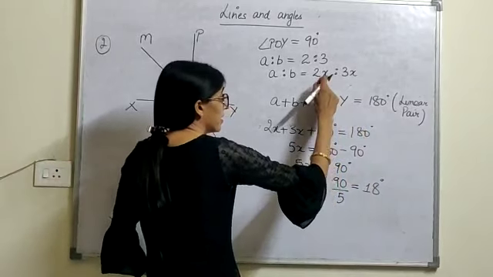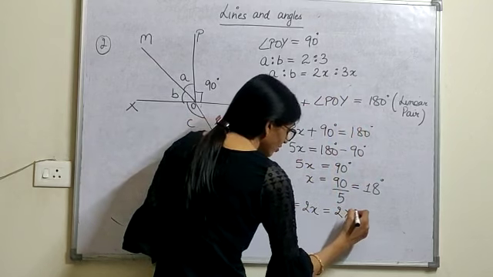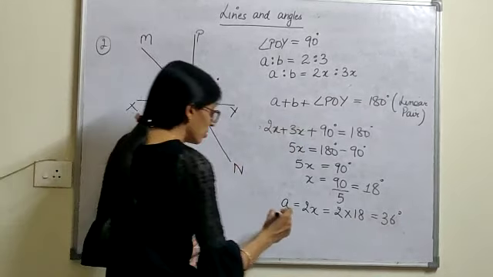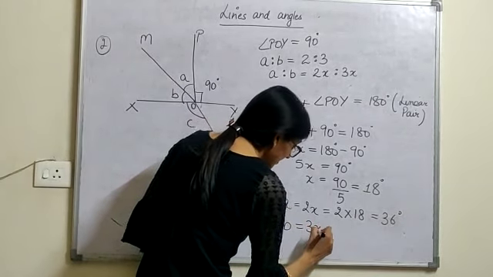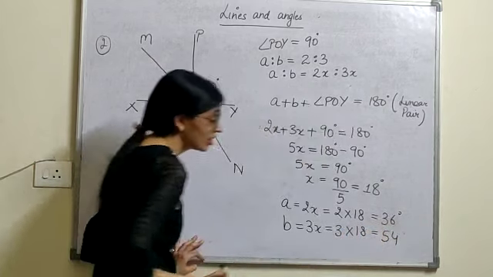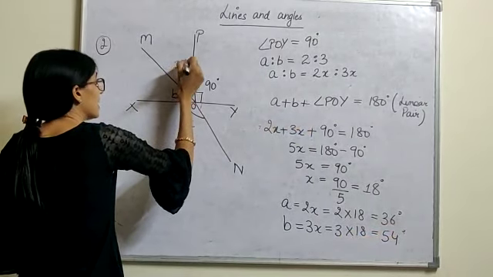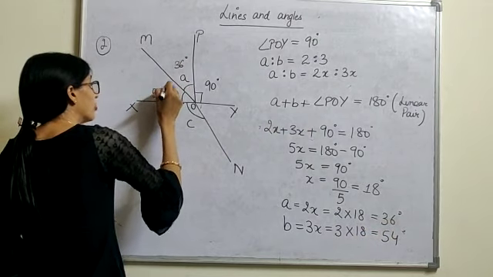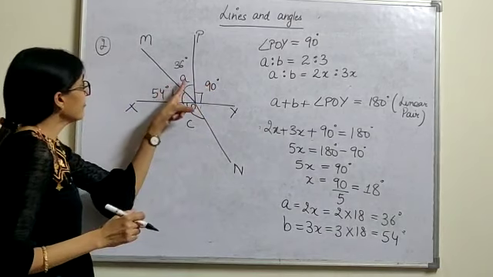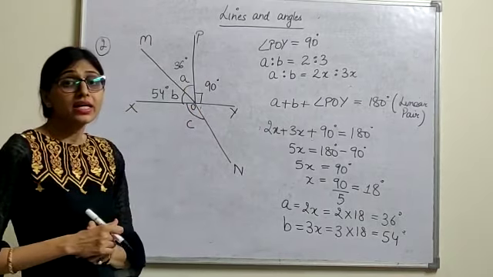Now put the value here. A comes out to be 2x, 2 into 18, 36. Now B comes out to be 3x, 3 into 18, 54 degrees. So A comes out to be 36 degrees, B comes out to be 54 degrees. And the sum of all these is 180 degrees. Now we have found A, we have found B. What do we have to find? We have to find angle C.